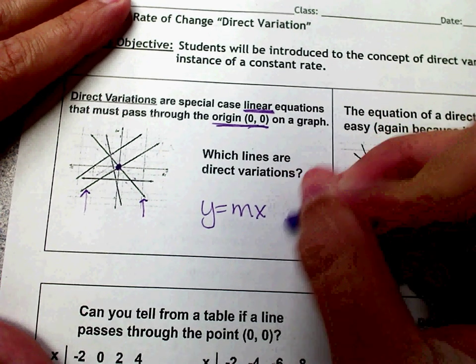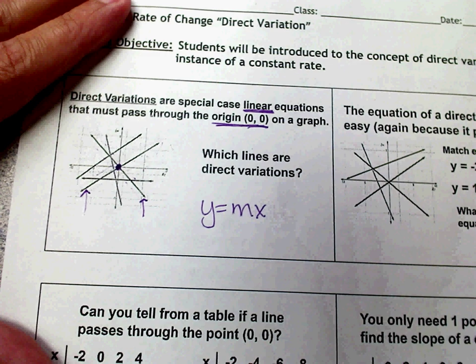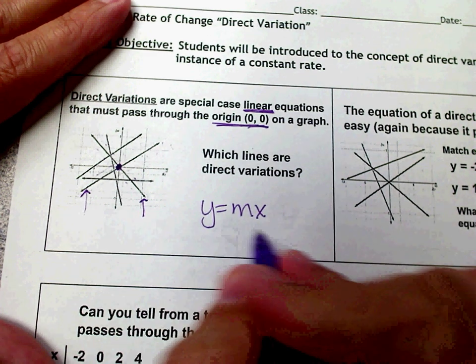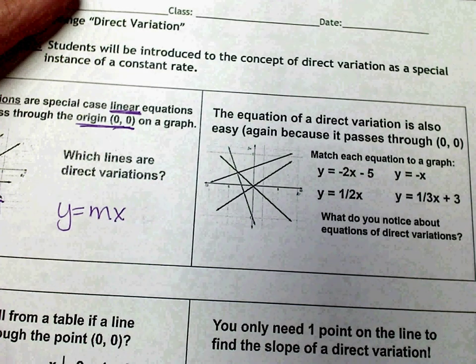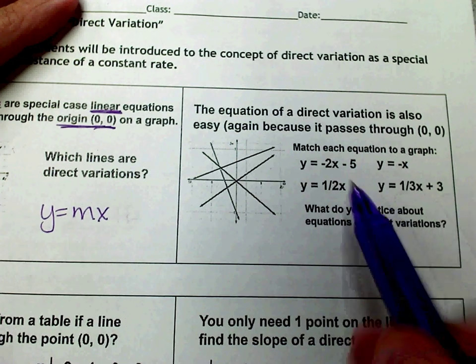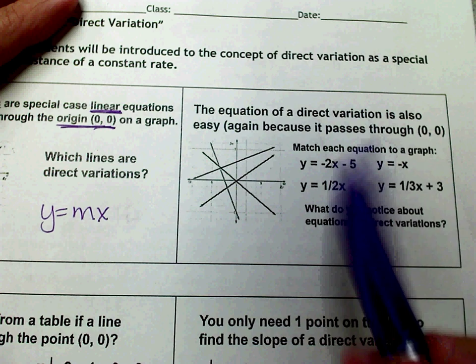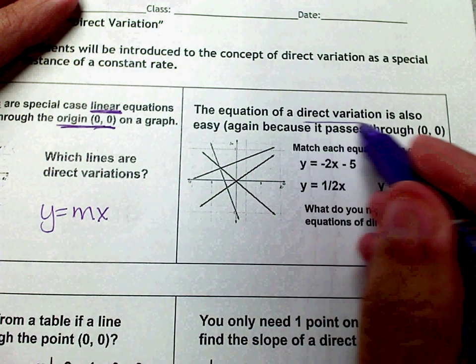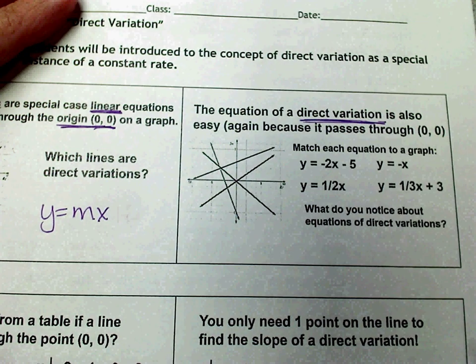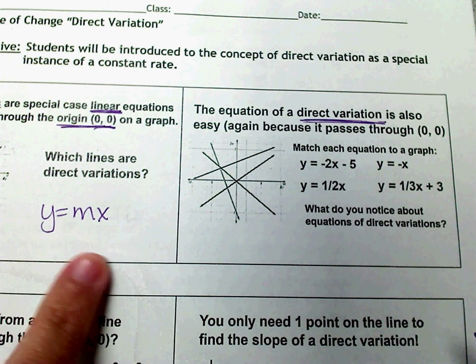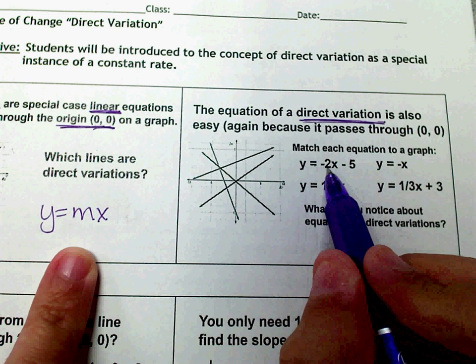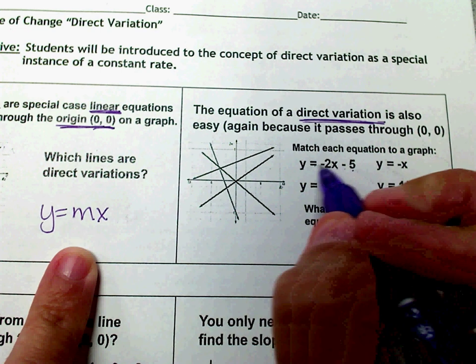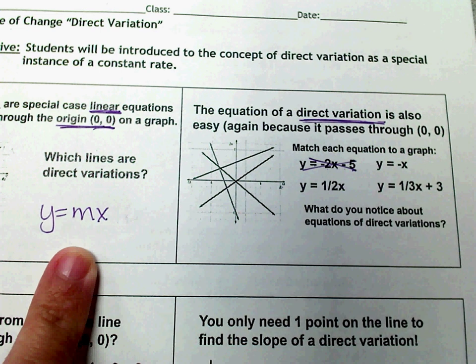Okay? So when we look at an equation, we can tell if it's a direct variation if it's written in this form. So if you go to the next box, you have all these different equations, and we're not going to match them. We're just going to go through and figure out which ones are the direct variation. And so we want it to match y equals mx. So this is y equals mx plus b. So this is not a direct variation because it has that minus 5.